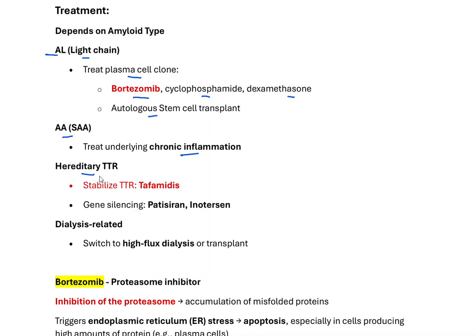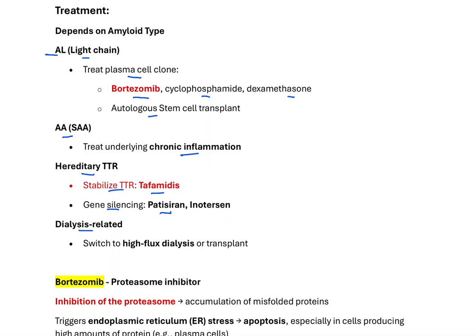Moving on to the hereditary TTR, we spoke about this earlier. For this one, you're going to use tafamidis, and this helps to stabilize the TTR protein. And of course, there are also new medications like gene silencing. So you can use things like patisiran or inotersen.